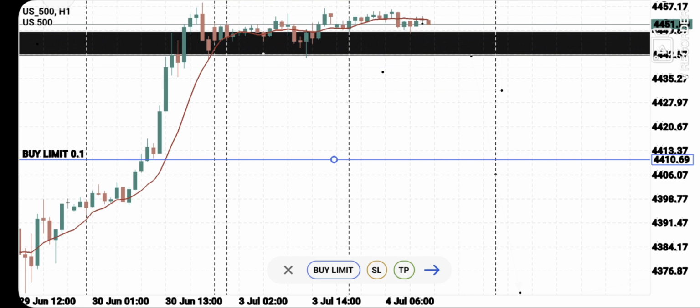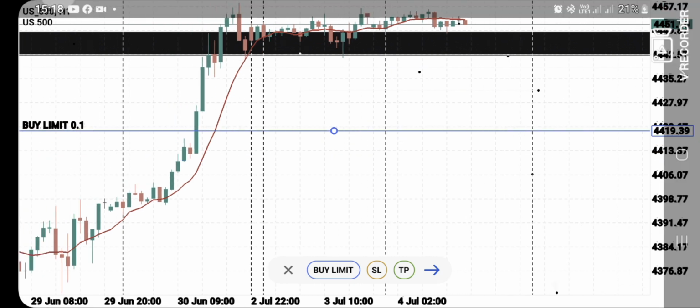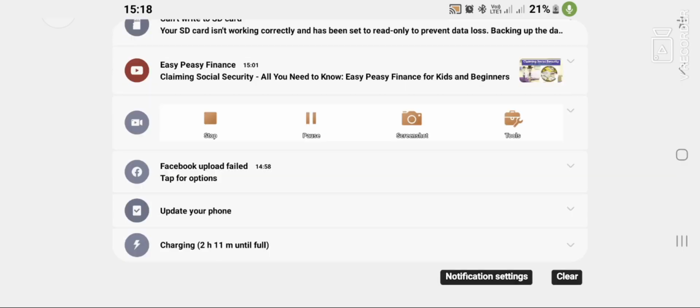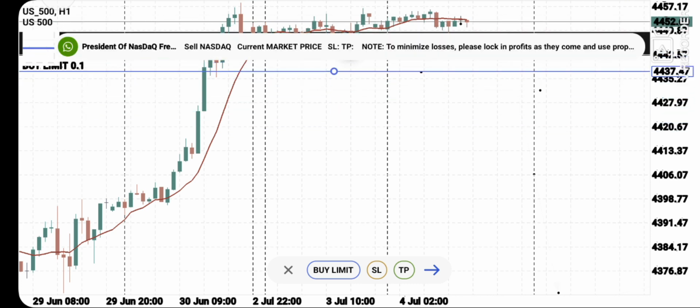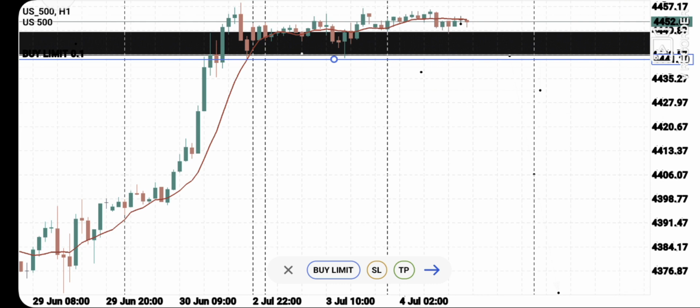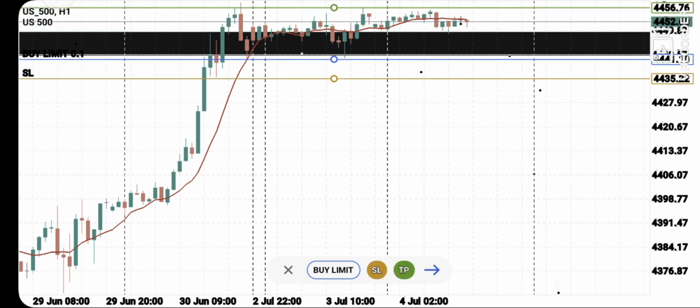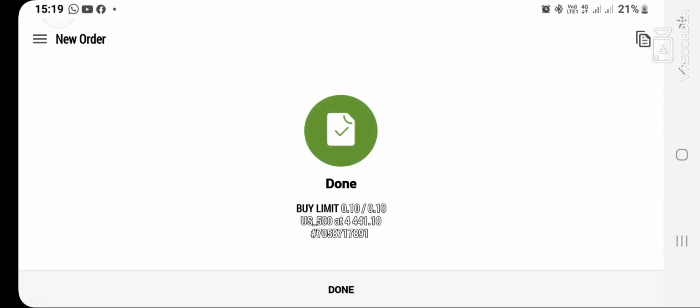Another thing you can do is put your buy limit here. Let me switch on my data so that I can perform this one. You can put your buy limit here, maybe here. Let's say sell Nasdaq. You can put your buy limit here, and then you can put your TP here, and then you can put your stop loss here. So you see, simple. And you get done, simple.